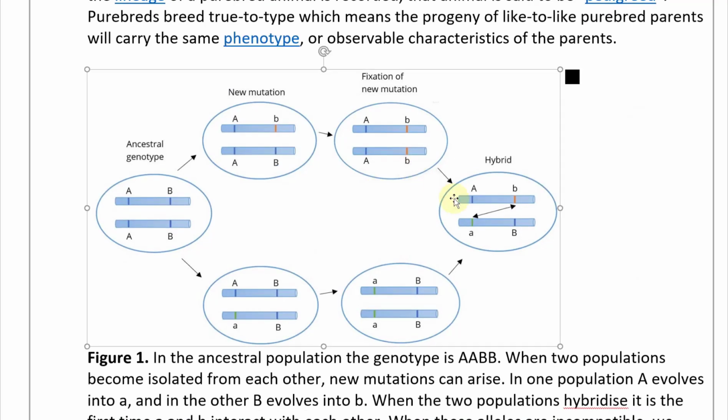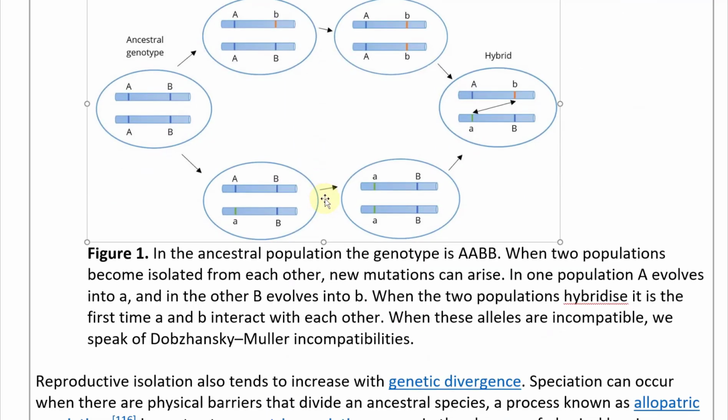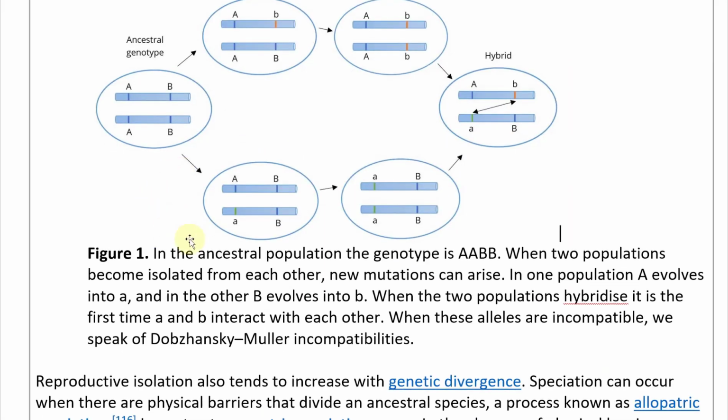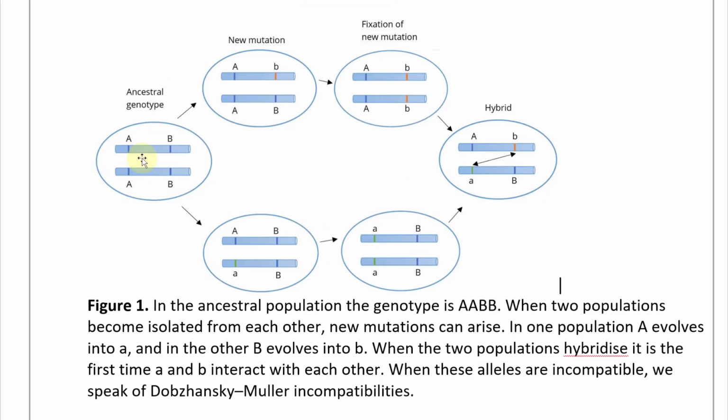So now let's go over a simplified model of that type of hybridization and also an incompatibility possibility. For example, here's figure 1. In the ancestral population, the genotype is capital A and capital B. So what you have is a diploid cell, assuming of the organism, and so it has a pair of each chromosome, or in other words, two sets of each chromosome. So you have one set over here and another set there.